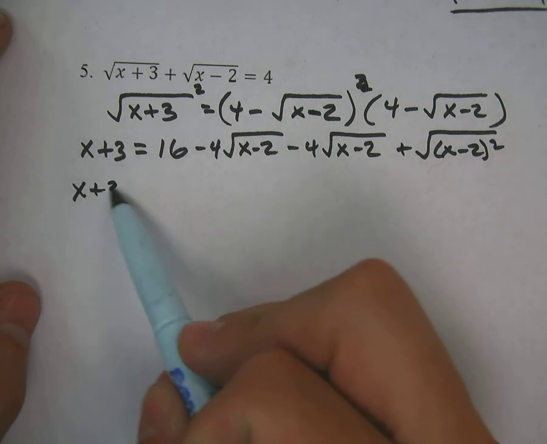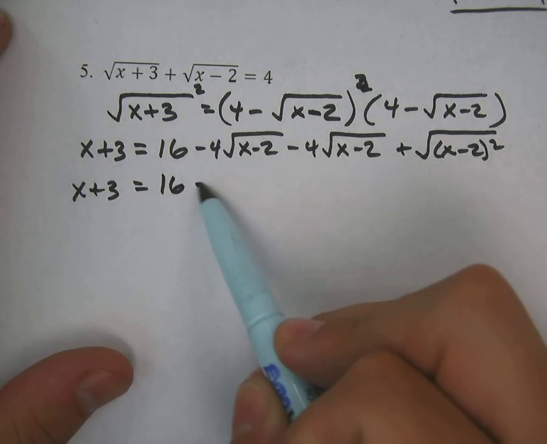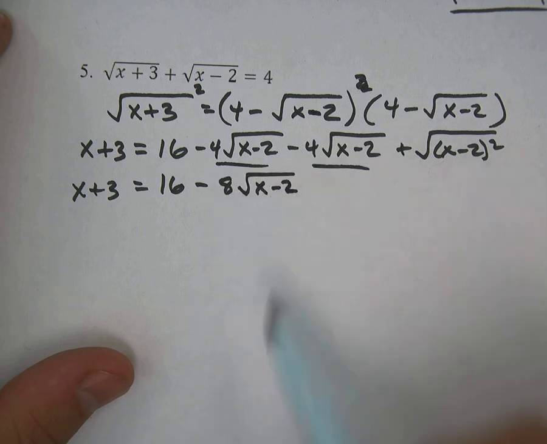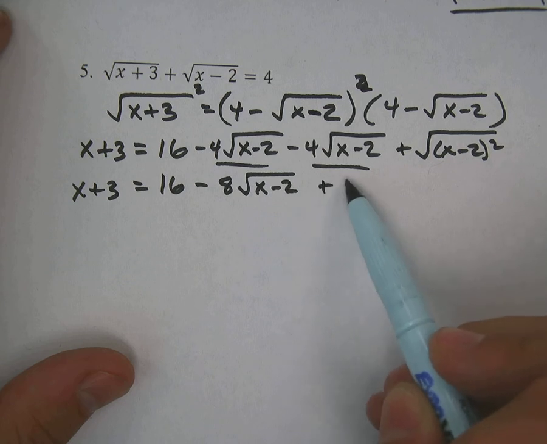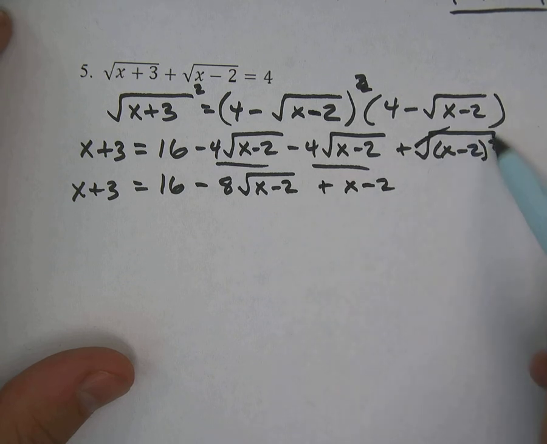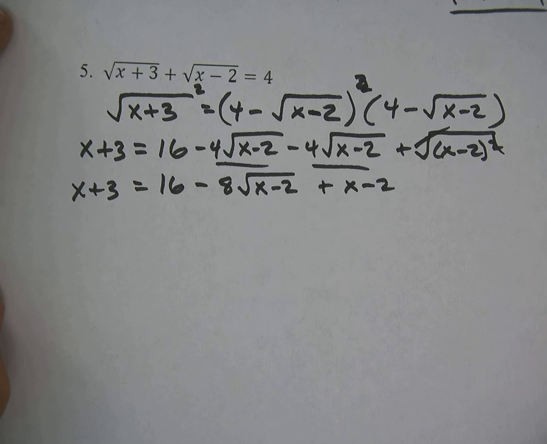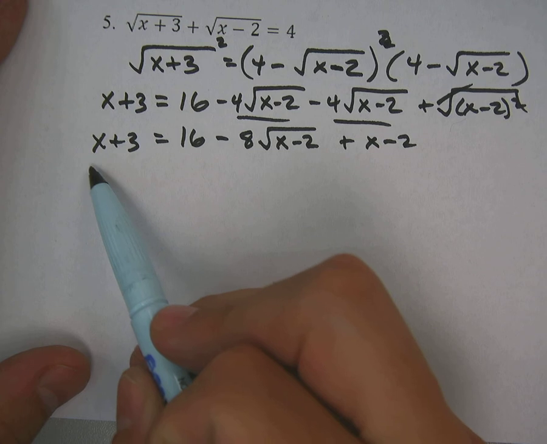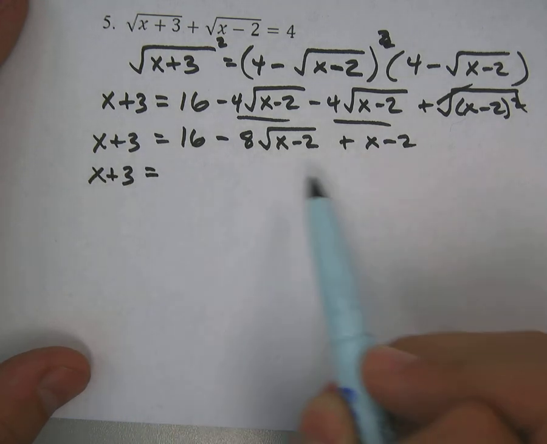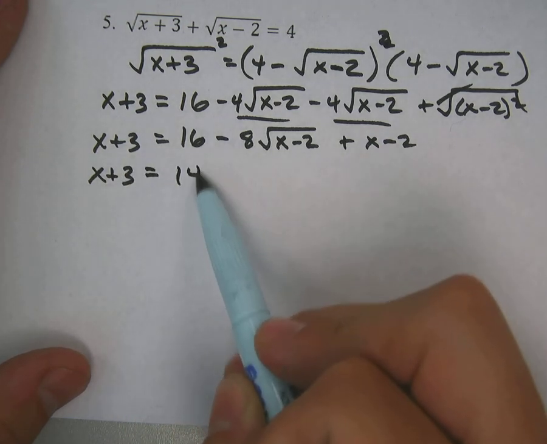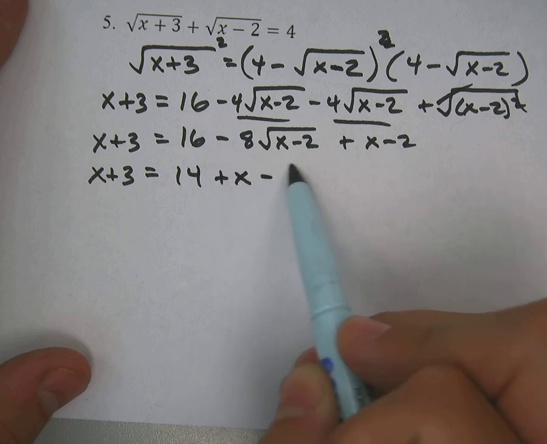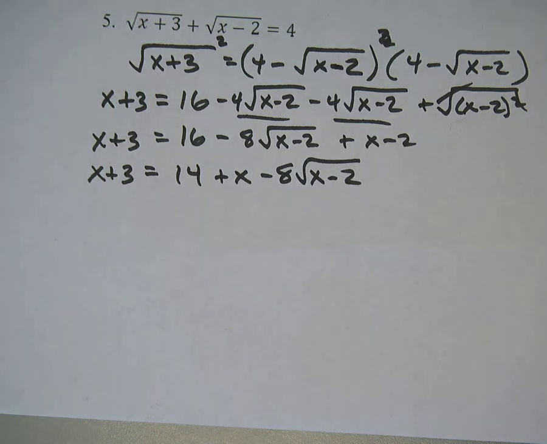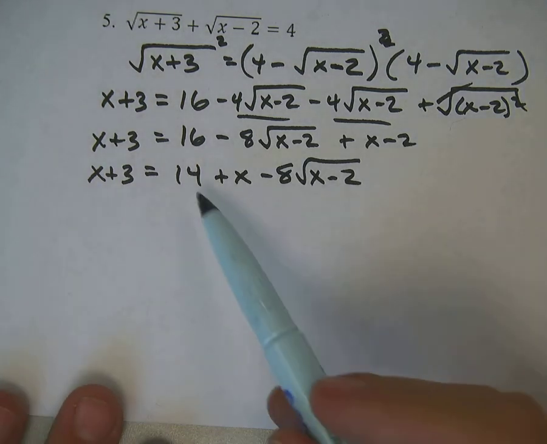Okay, so let's simplify. We have x plus 3 equals 16 minus, combine these, you get 8 root x minus 2. Then here you get plus x minus 2. Basically, this and this cancel one another. So let's simplify a little bit more. So I get x plus 3 equals 16 and minus 2 will reduce to 14 plus x minus 8 root x minus 2. Okay, so we're at this point where we can't simplify the right side anymore.